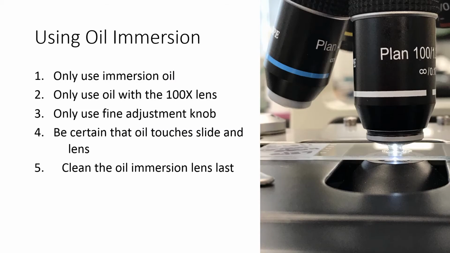Let me show you this slide. This is a slide, and this is the oil immersion lens, and this is the oil. So you can see it almost forms like a column between the slide and the lens to redirect that light that could be going out in these directions. It redirects them up into the lens.